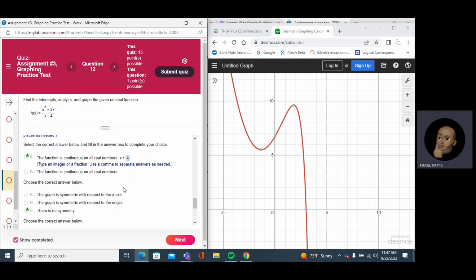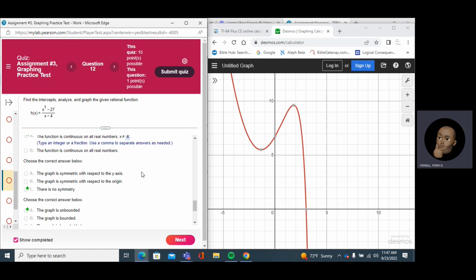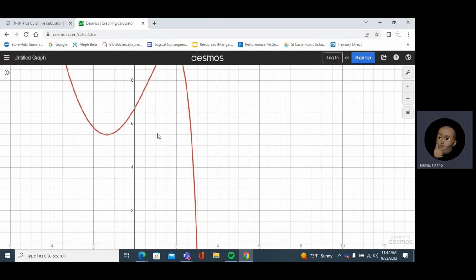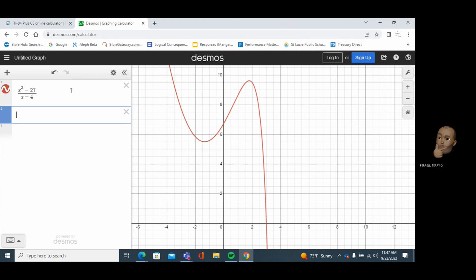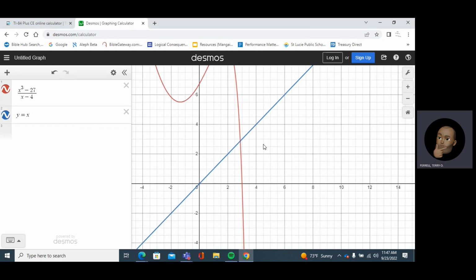All right, so this next one, it says the function is continuous on all real numbers. It's continuous. Graph has no symmetry. Symmetry means if you can fold it about the y-axis, the same thing on both sides. If it says symmetry about the origin, let me explain what that means. Symmetry about the origin means, and you don't have to graph it every time, but I just want you to visualize, if I were to graph the line y equals x, if my function was symmetrical about the origin, it'll be symmetrical about this line.